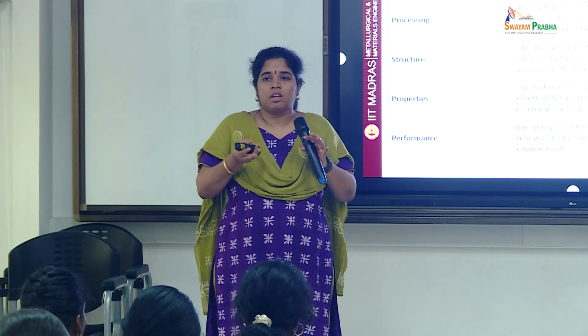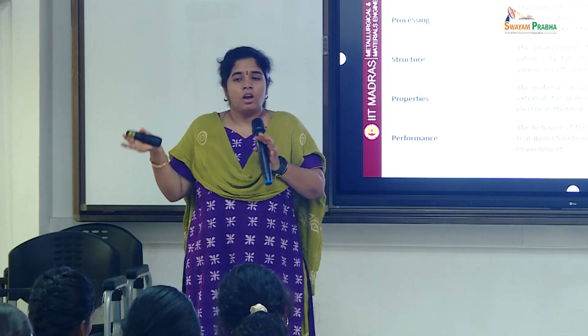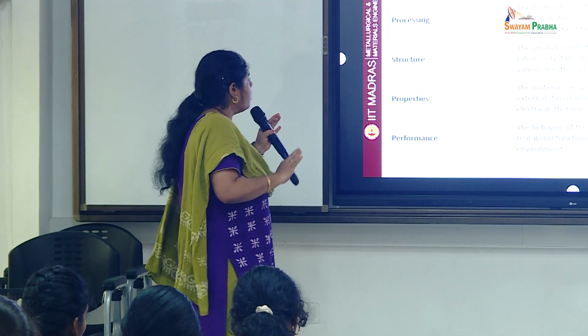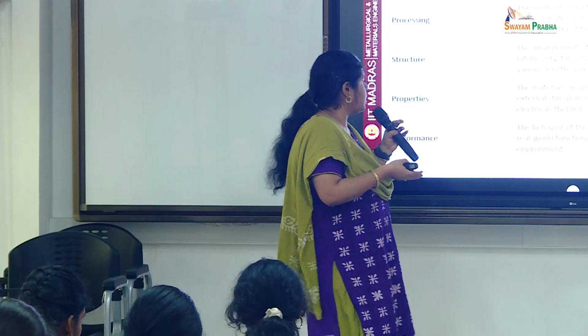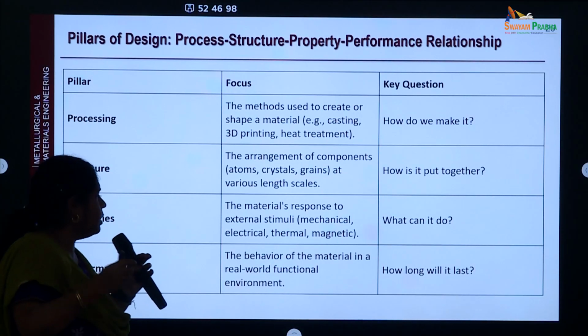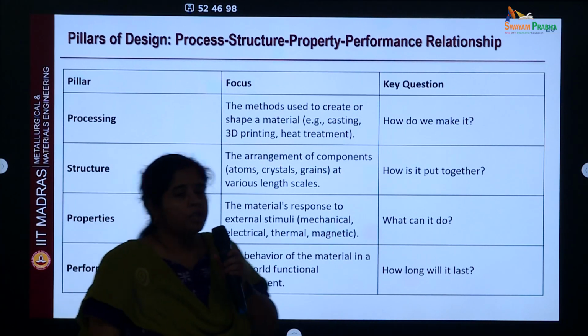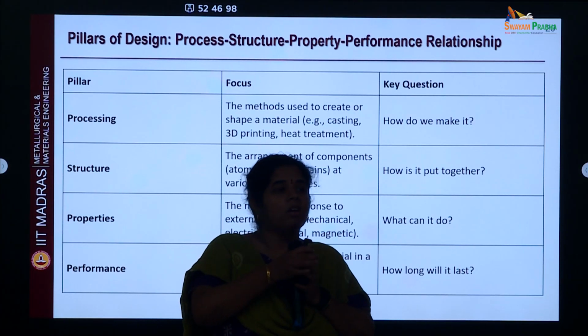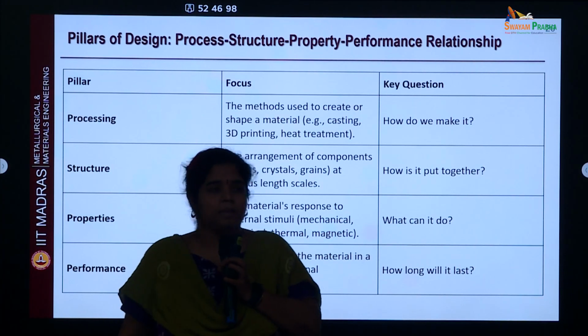Do we need single phase, two phase, multi-phase? All this comes in structure. Properties: we have seen several, like mechanical, electrical, thermal, and magnetic. What can it do? So here comes a very important thing called design targets.